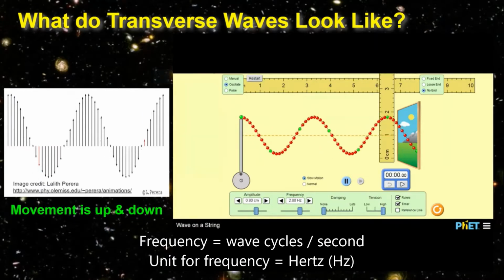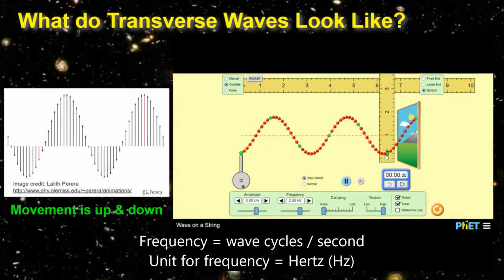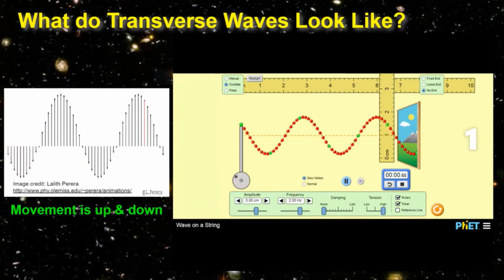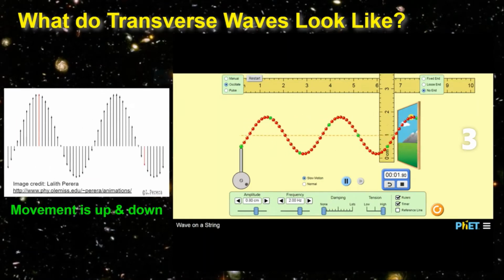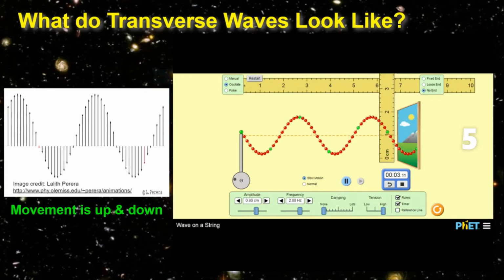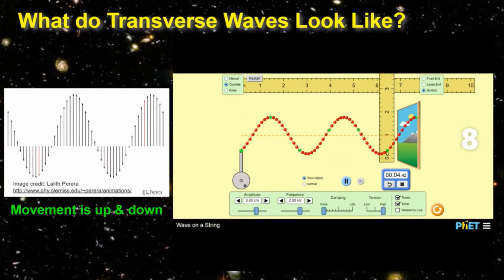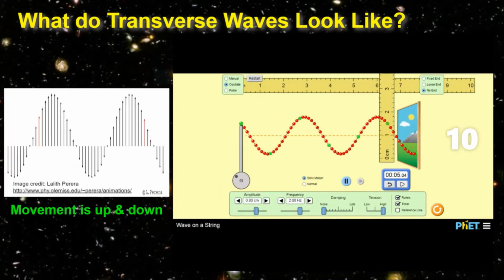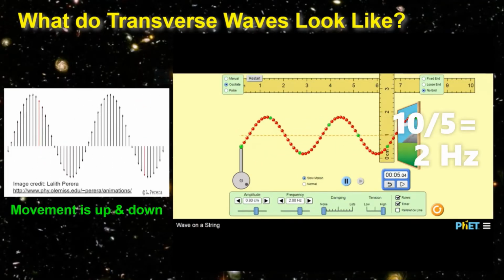Frequency is the number of wave cycles that pass an observation point in 1 second. I'll count how many waves pass the ruler starting now. Ready, go. 1, 2, 3, 4, 5, 6, 7, 8, 9, 10. Now that was 10 waves in 5 seconds, so that calculates to be a frequency of 2 waves per second, or 2 hertz.